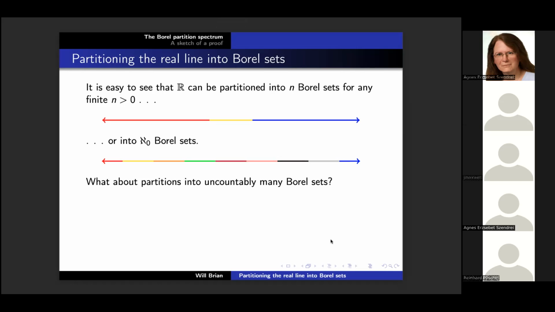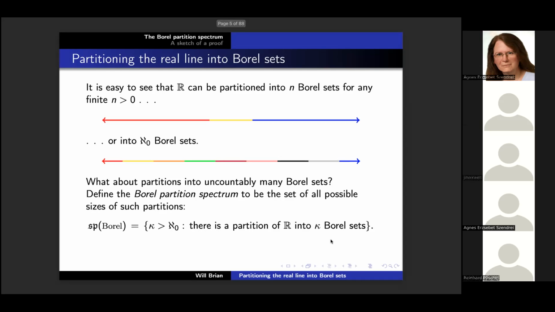So the question is, what about partitions into uncountably many Borel sets? And I'm going to start just by defining the answer to my own question to be this object. I'm going to denote by SP Borel the set of all uncountable cardinals kappa such that there is a partition of the real line into kappa Borel sets. I'm restricting to uncountable cardinals simply because the situation for countable cardinals is not very interesting. Yes, you can do it for all countable cardinals. Okay, fine. And so now the question becomes, what can we say about this set of cardinals? The Borel partition spectrum is what I'm going to call it. What can we say about it?